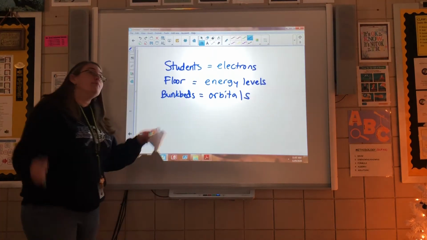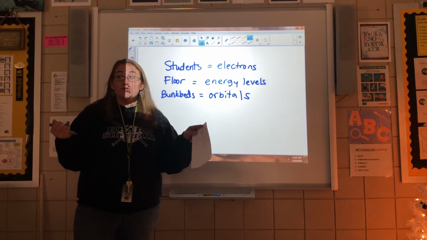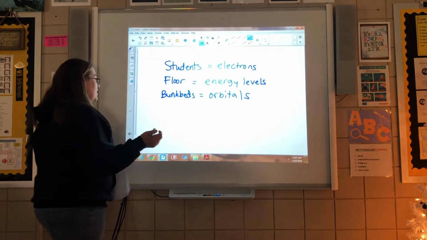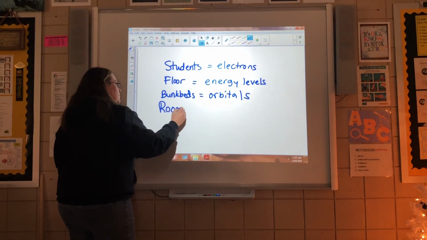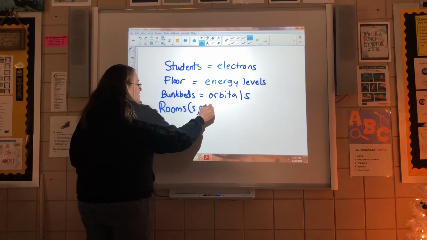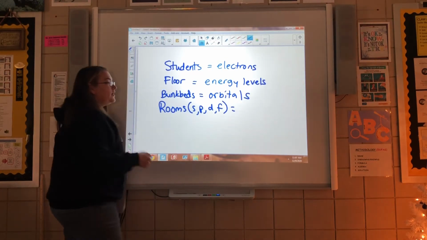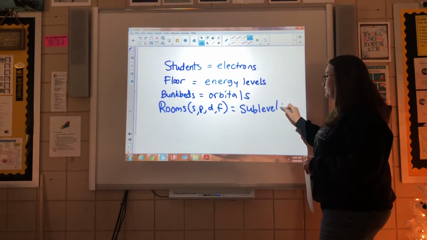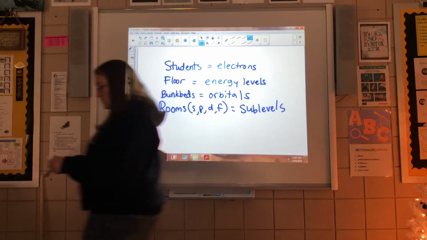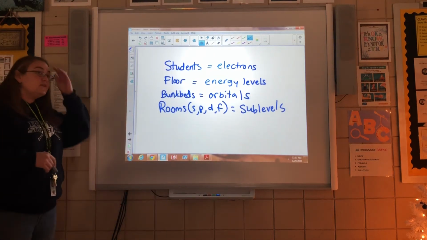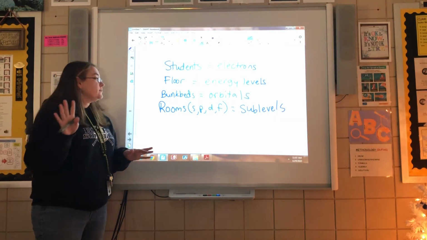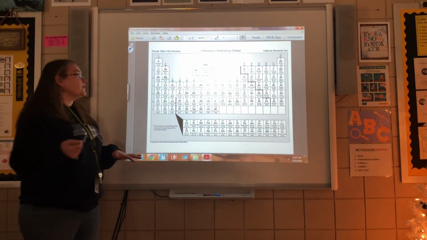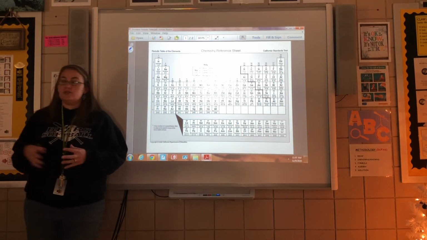Now, how many people did each bunk bed hold? 2. An orbital can only hold 2 electrons. Okay? And the rooms, Sunnyside, Party, Dungeon, and Freak Room, they're representing sublevels. Okay? So, just to take this a little bit further, I want everybody to make sure you're watching and paying attention to this, okay? I'm going to pull up another periodic table. It's an older version of the periodic table, but I think you'll still get the point.